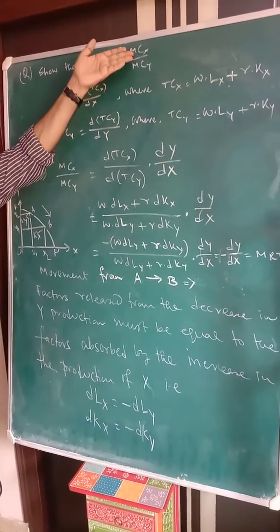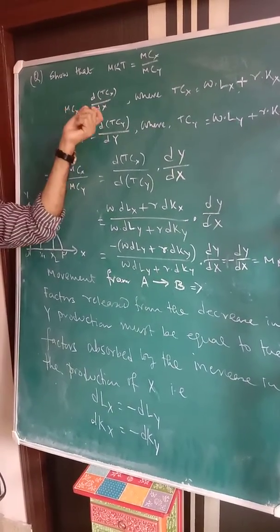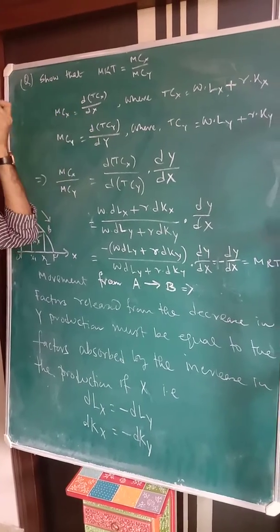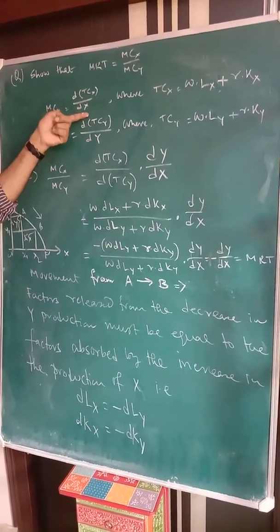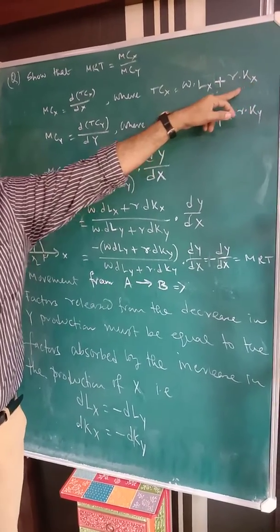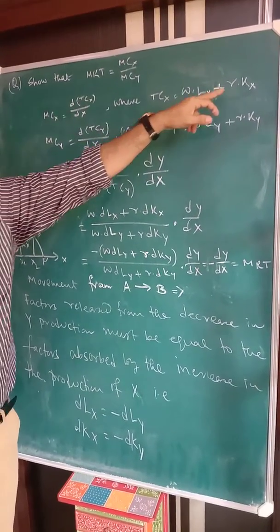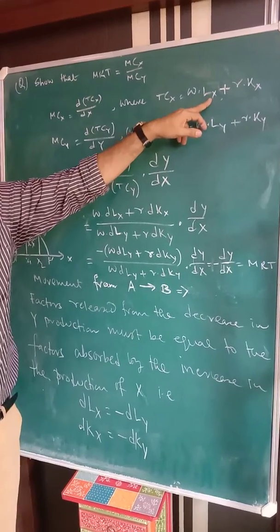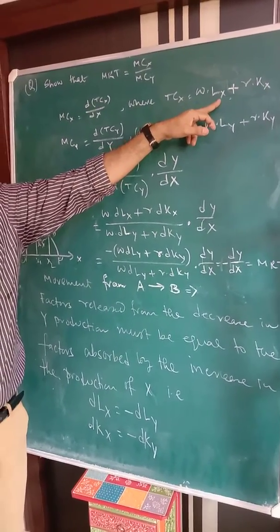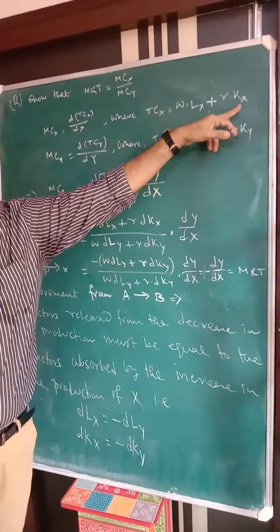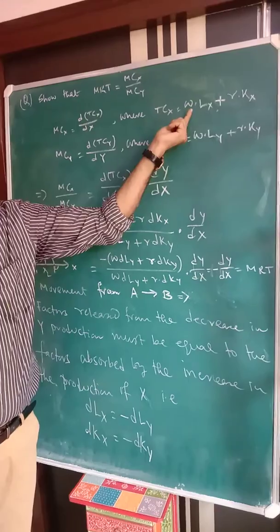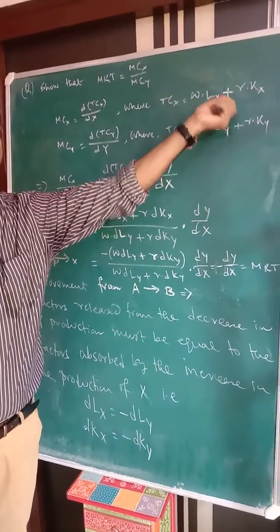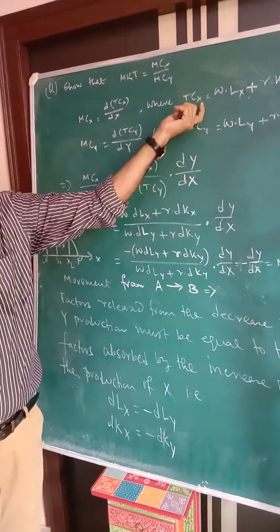Now you know what marginal cost is. Marginal cost is the change in total cost due to change in the output. So for the X industry, MCX equals dTCX by dX, where TCX equals W into LX plus R into KX. LX is the labor input used in X production and KX is the amount of capital input used in X production, and W and R are the respective prices of labor and capital. So this is the total cost for industry X.